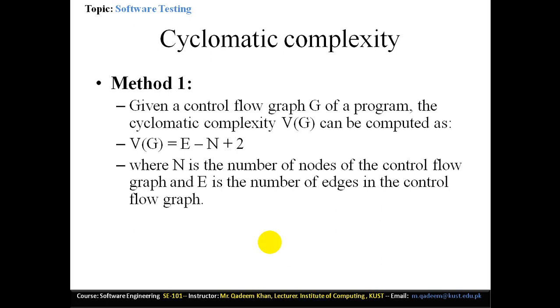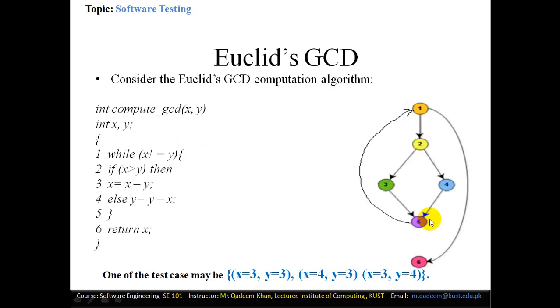The first method of computing the number of test pairs by the McCabe formula of the cyclomatic complexity is this one: Vg is equal to number of edges minus number of nodes plus 2. So the cyclomatic complexity is equal to number of edges minus number of nodes plus 2.